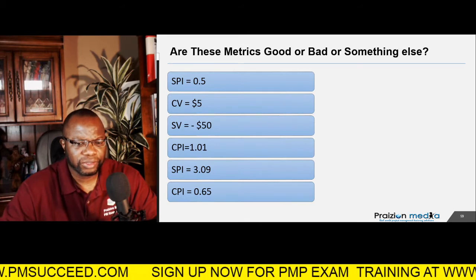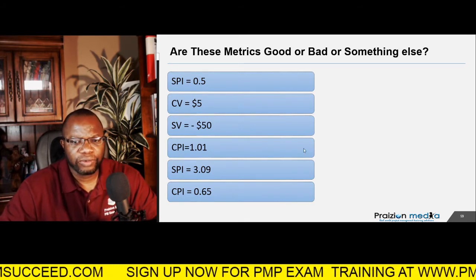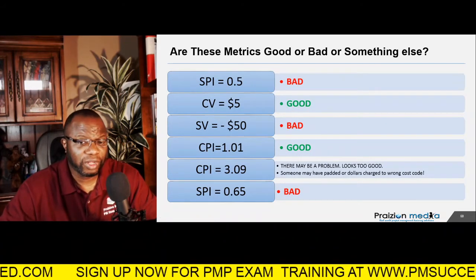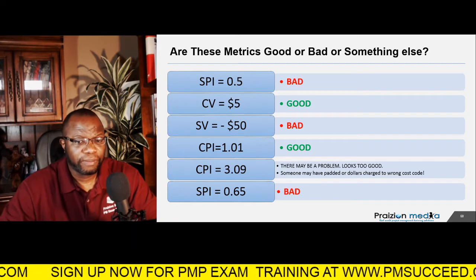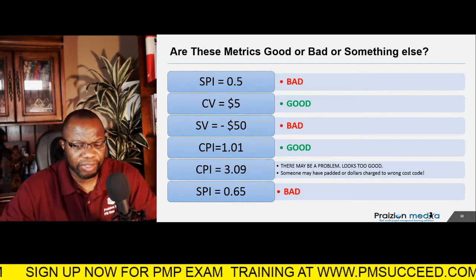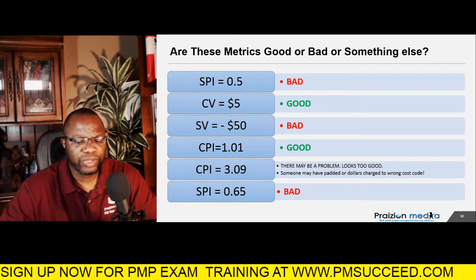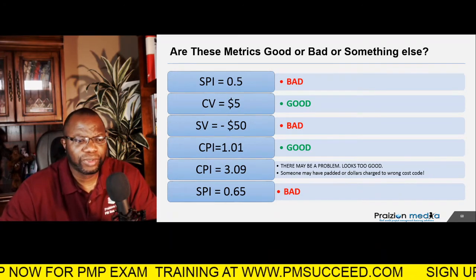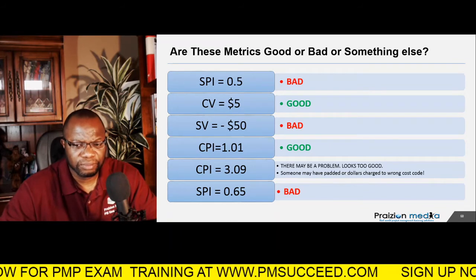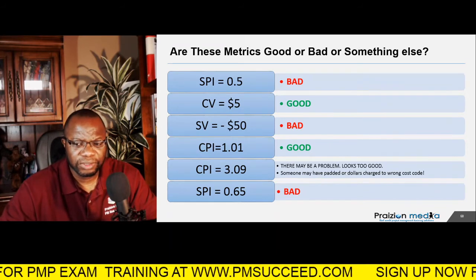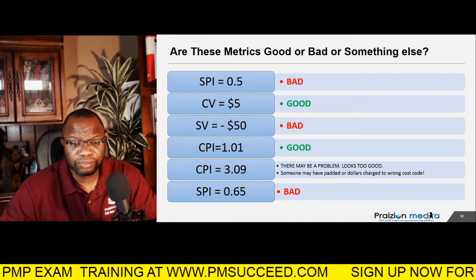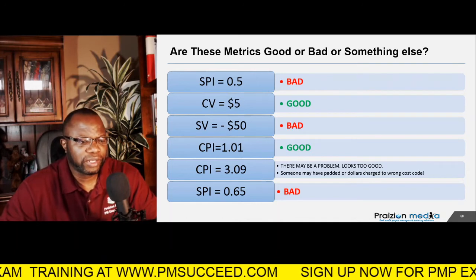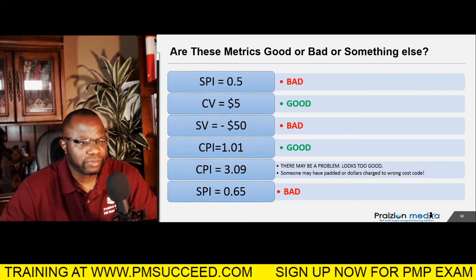All right, let's do that. So for 0.5, bad. $5, good. Minus $50, bad because it's negative. 1.01 is good. 3.09 is too good, so there may be a problem. Someone may have padded or dollars were charged to the wrong cost code. And 0.65 is bad. So that's how you need to look at these things. All right.